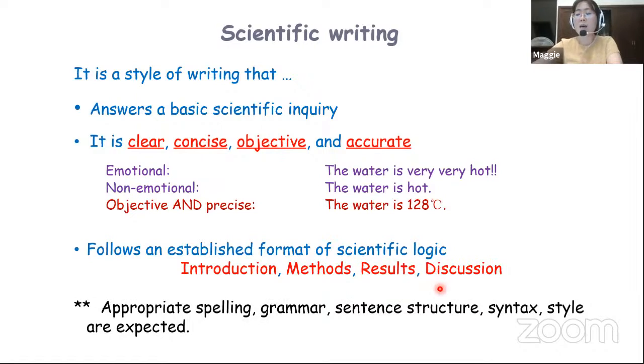So not only do they have a scientific logic for the writing, but it should also contain appropriate spelling, grammar, sentence structure, correct syntax, and special scientific style are expected. So scientific writing is not just writing as you want. It has its basic requirements.